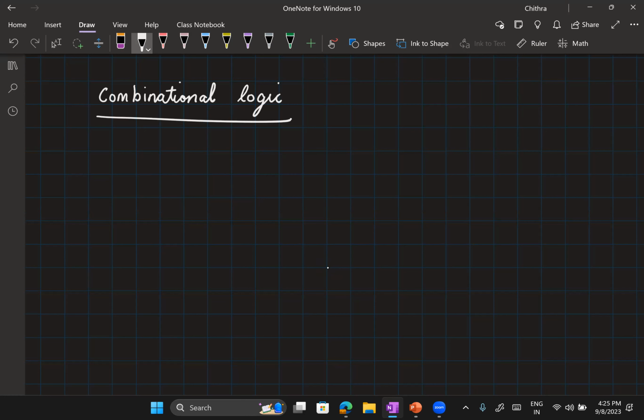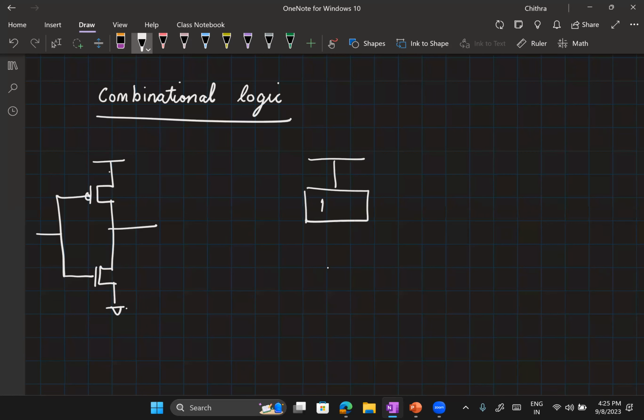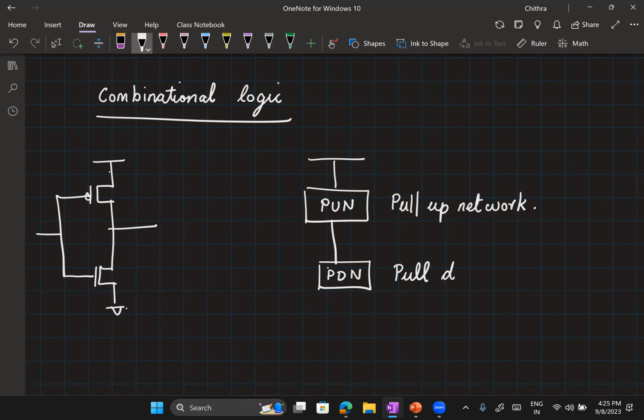So we have learned about inverters very thoroughly. Let me help you look at this inverter from a slightly different perspective. The circuit consists of a pull-up network, PUN, and a pull-down network, or PDN. Both the pull-up network and the pull-down network are connected to the input, and this node is your output.